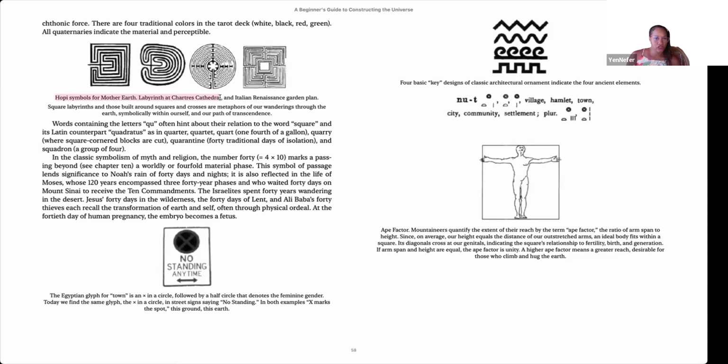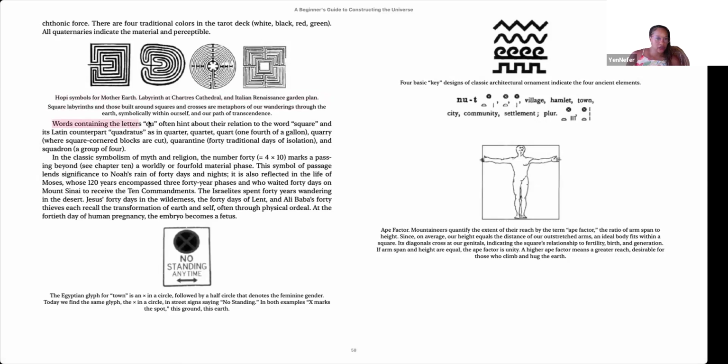Labyrinth at Chartres Cathedral, and Italian Renaissance garden plan. Square labyrinths and those built around squares and crosses are metaphors of our wanderings through the earth, symbolically within ourself and our path of transcendence.